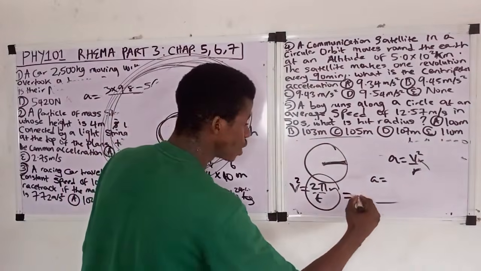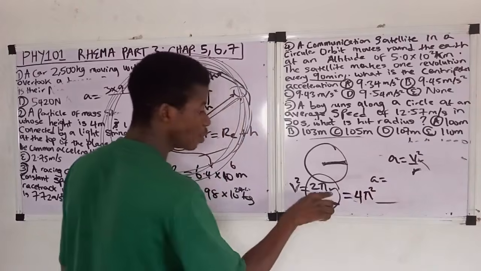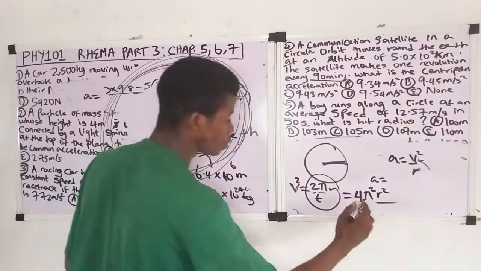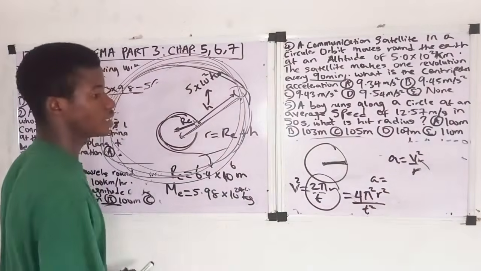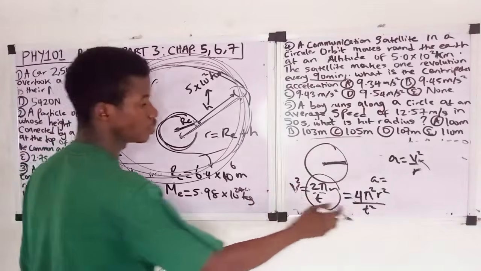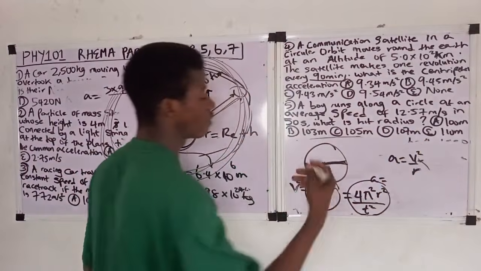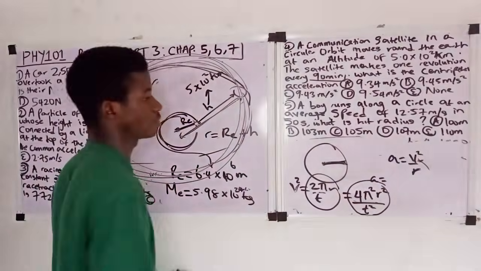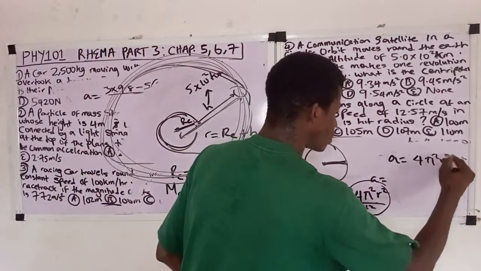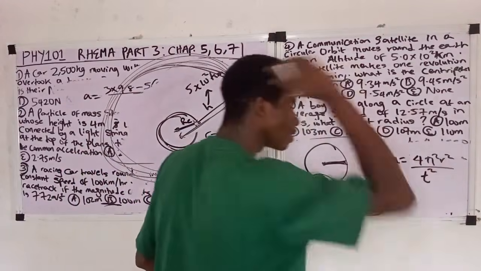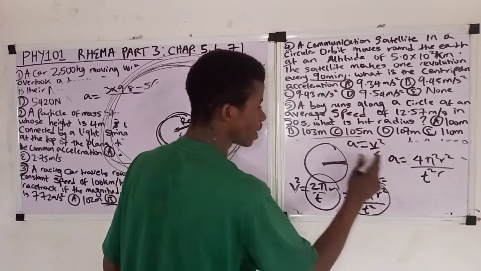So everything here will be: the square of 2 is 4, the square of pi is pi squared, the square of radius is r squared, and the square of time is t squared. So in place of v squared, we'll put 4 pi squared r squared divided by t squared. Don't forget about that r. Remember, a is equal to v squared over r, so don't forget about this r, okay?